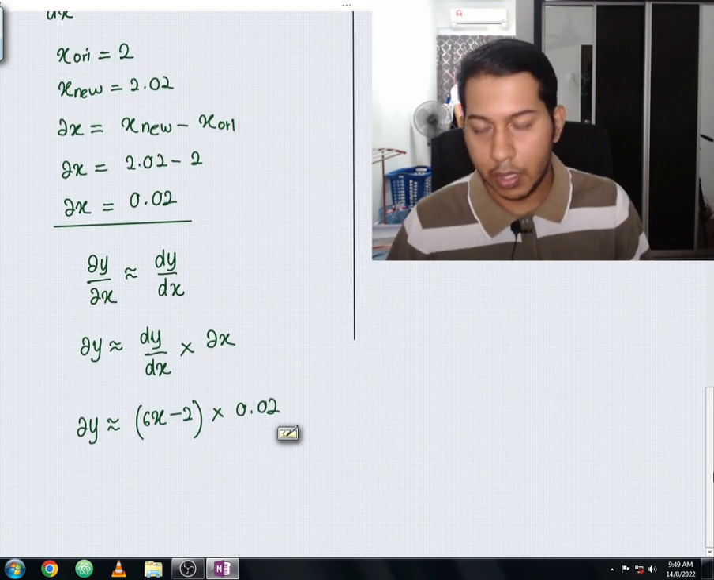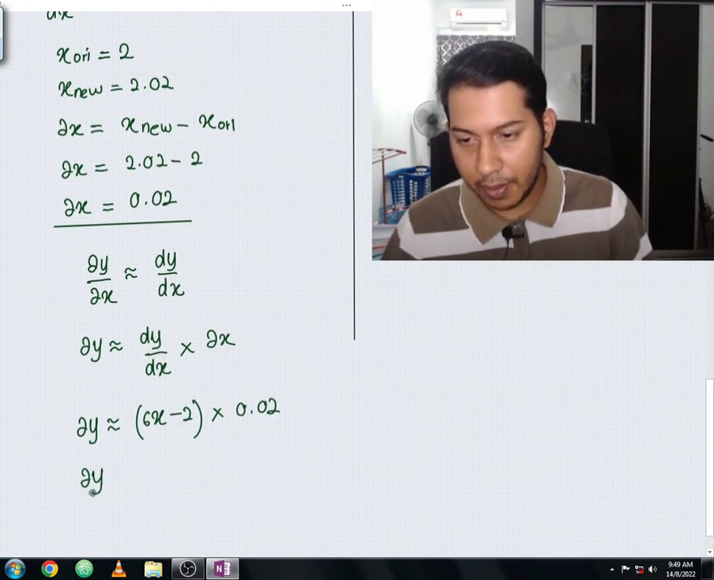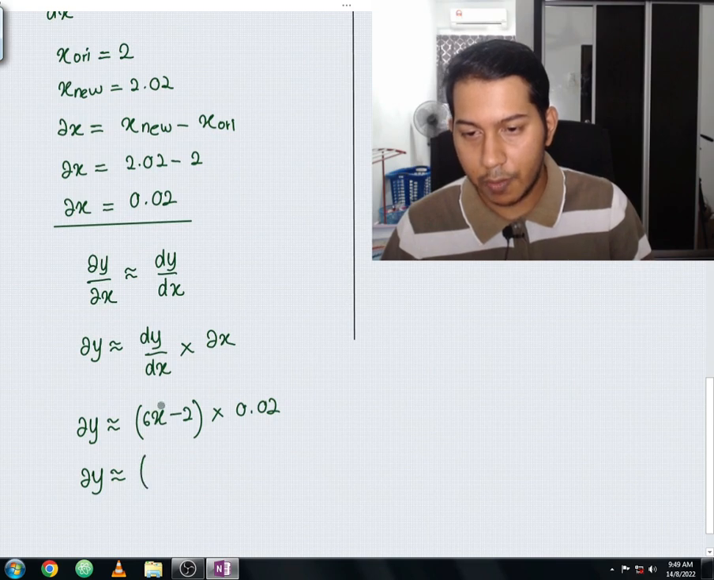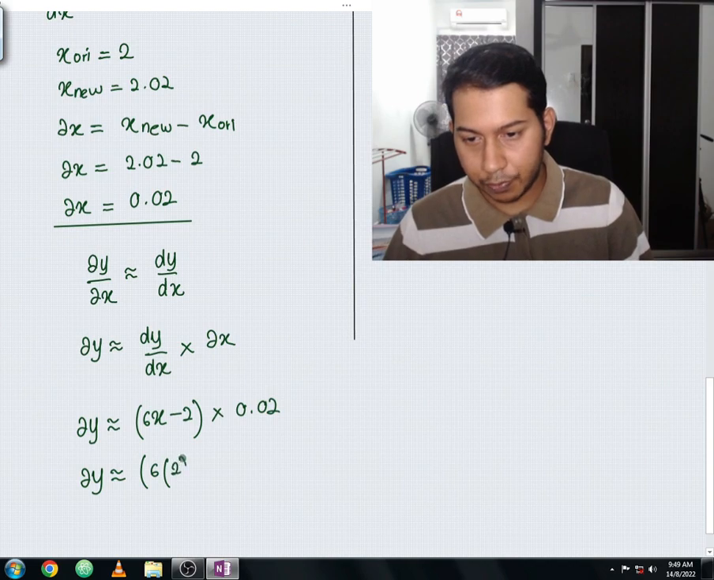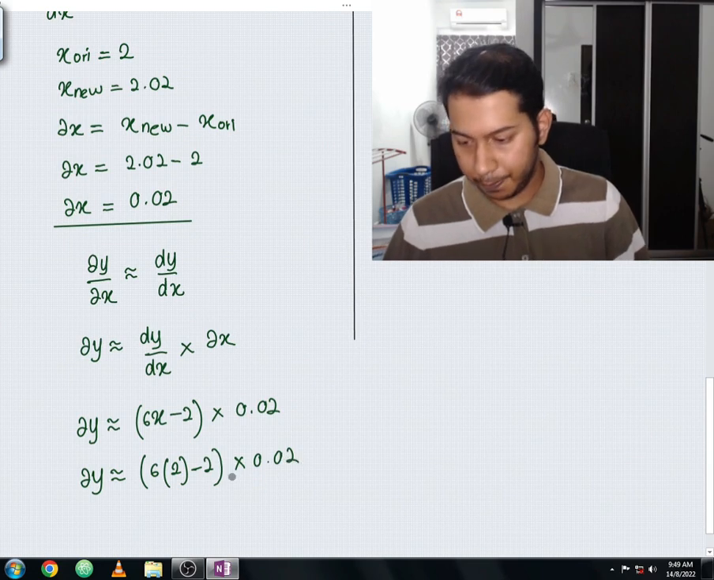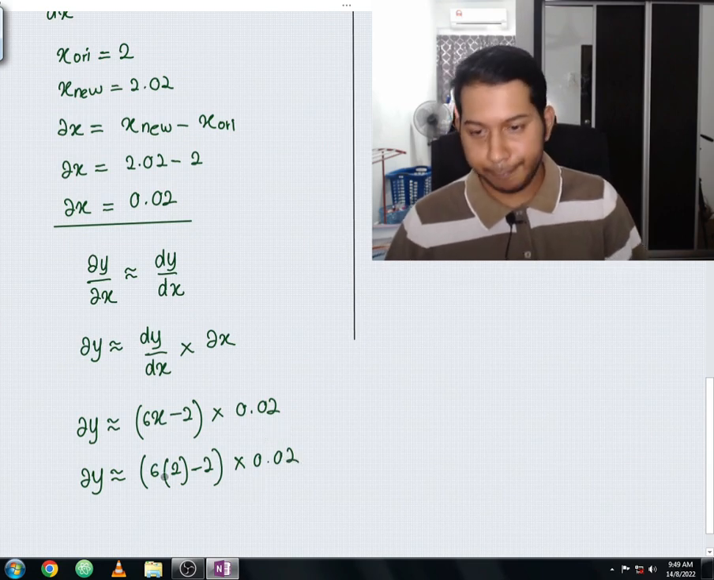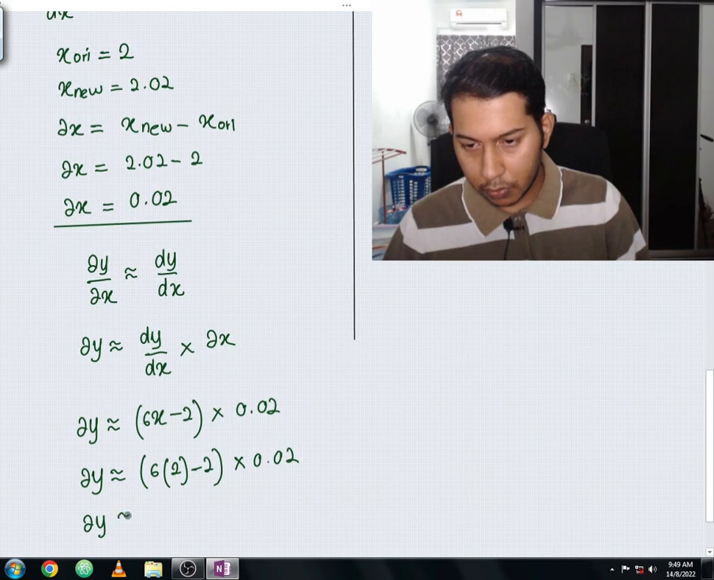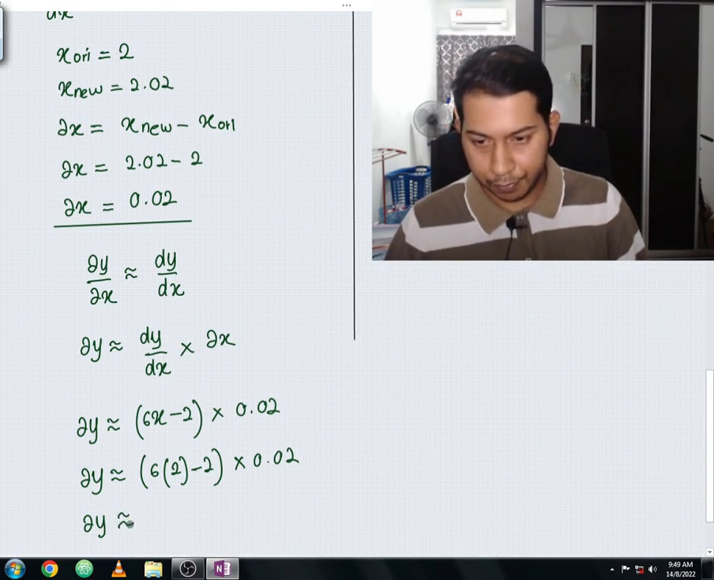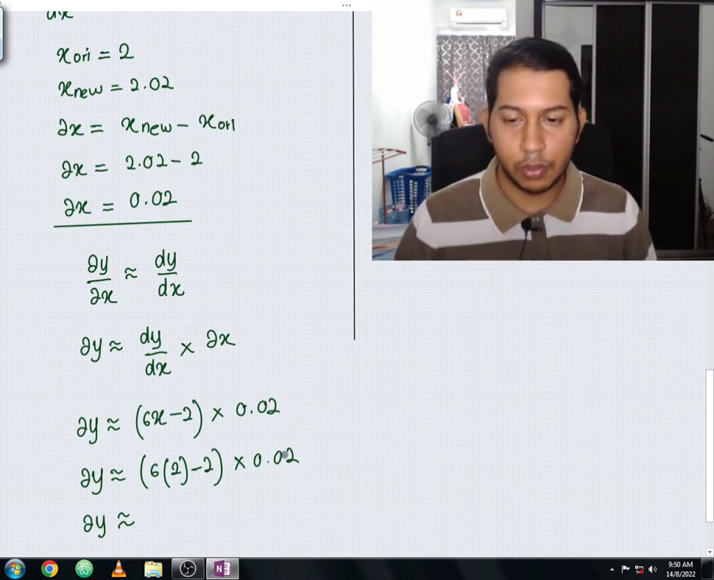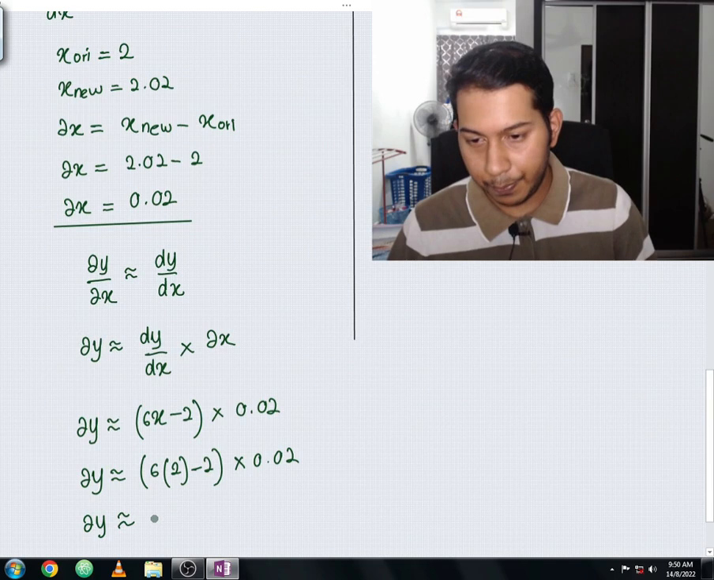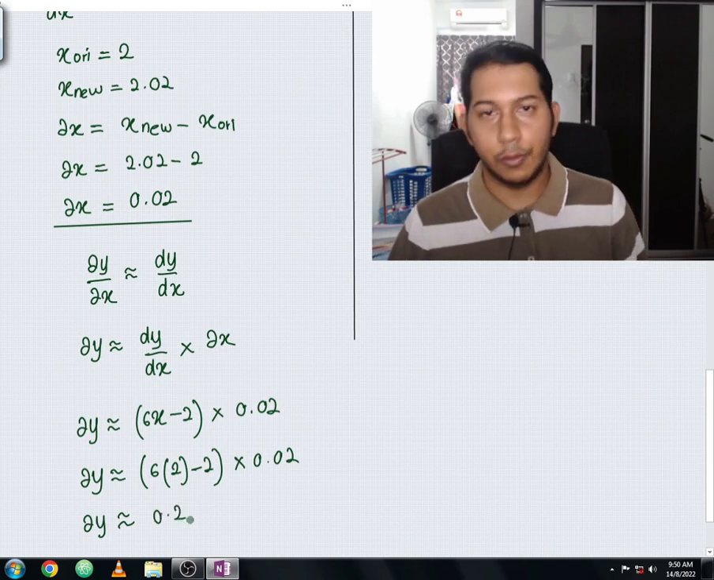Okay, guys, so from here delta y will be equal to, so we substitute the original x value, so from here 6 times 2, minus 2, close bracket, times 0.02. You perform the calculation. So from here 6 times 2 you get 12, 12 minus 2 is 10, so 10 times 0.02, so from here you get your delta y is equal to 0.2. Small changes in y is 0.2.